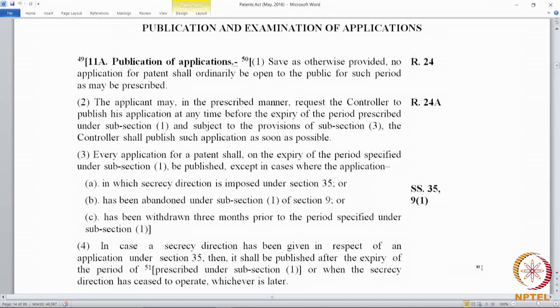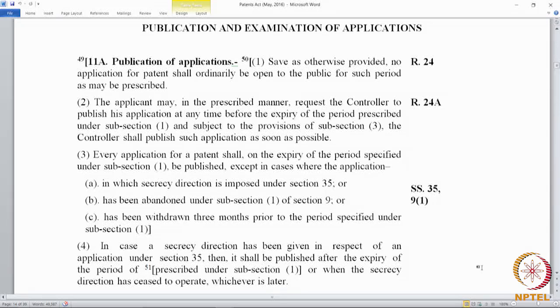And there is also a scrutiny that happens if you seek a foreign filing license. If you seek permission to file abroad first, then again your request will be looked at not for the merit, but it will be scrutinized quickly. So, apart from these, officially the patent office takes up the application for scrutiny only after the publication of the application.